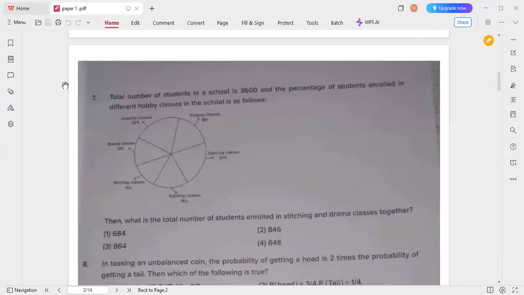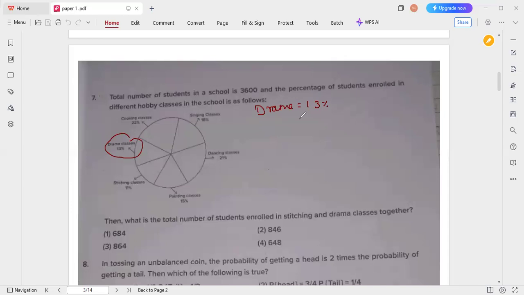Okay, so the total number of students in a school is 3600, and the percentage of students enrolled in different hobby classes is as follows: cooking, singing, drama, dancing, stitching, painting, etc. What is the total number of students enrolled in stitching and drama classes together? Here we have to calculate the students enrolled in drama classes and also stitching classes. First one is drama, which is 13%.